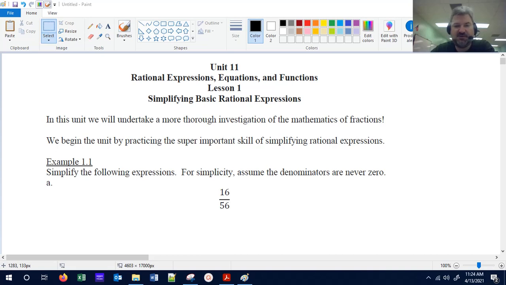Hello, welcome to Unit 11 in Algebra 2. Unit 11 is about rational expressions, equations, and functions. So our first lesson, we're going to look at simplifying some basic rational expressions.